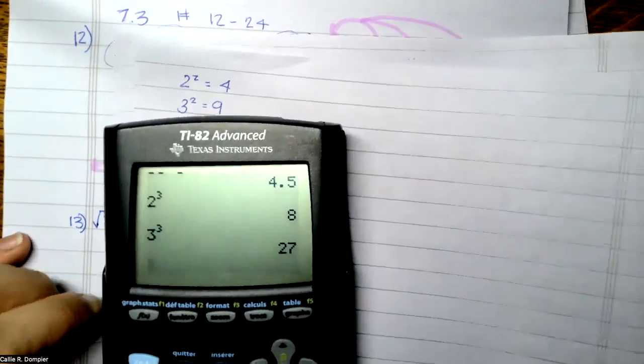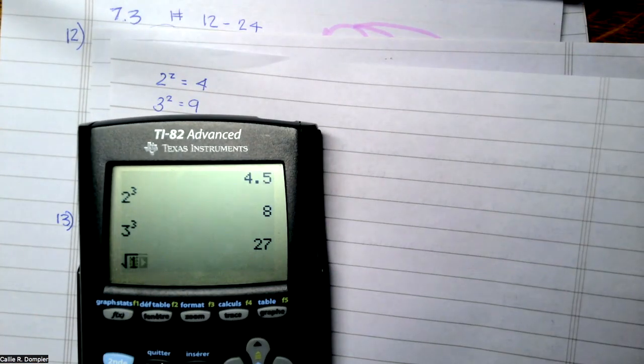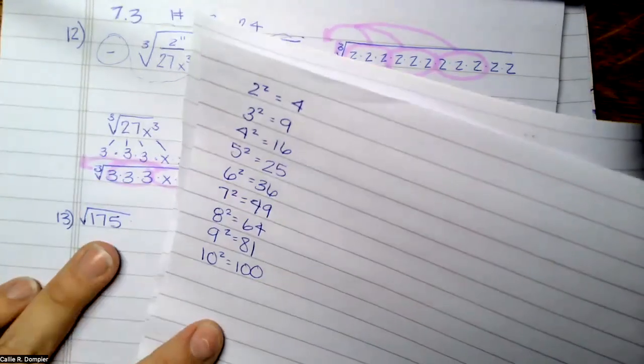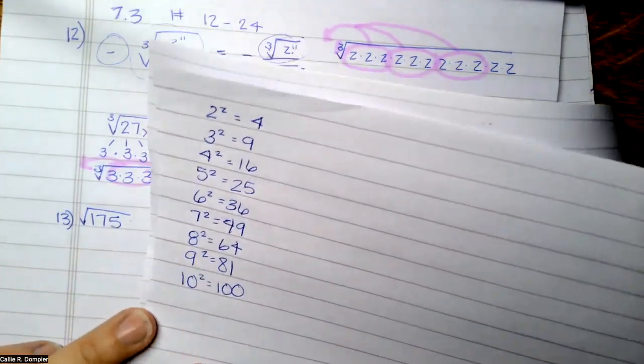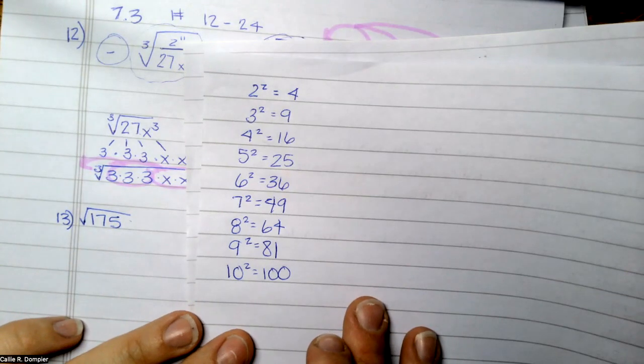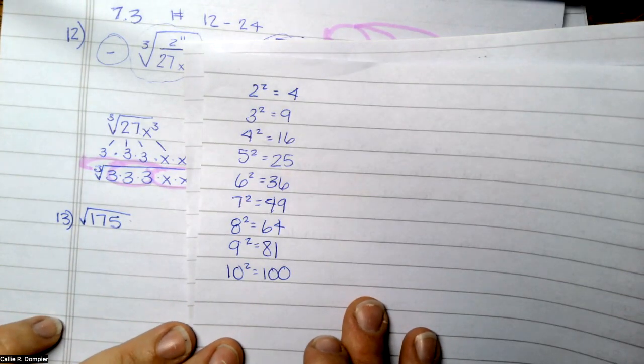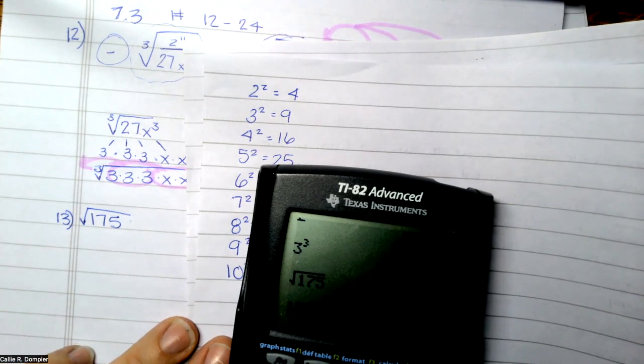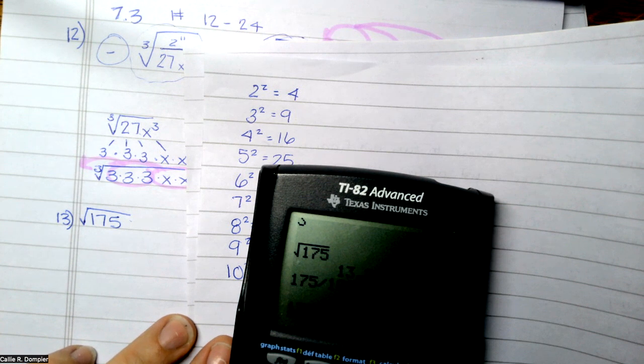Is 175 a perfect square? The square root of 175 is a fraction. But I can take that 175 and I can start dividing it by these numbers. If I was to just look at these numbers, which one does it look like it might be divisible by? I can't divide it by 100, right? 175 divided by 100. 175 divided by 81.